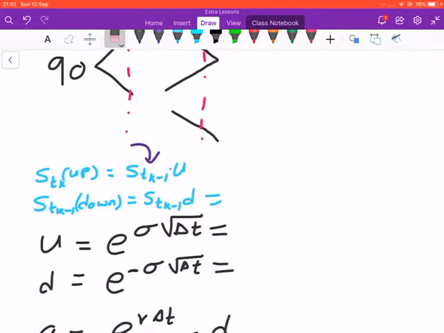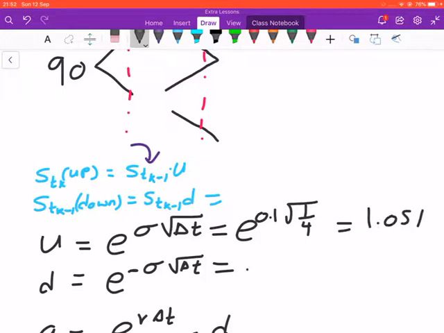So this is the formula you are going to use to find your U and your D. Your U is going to be e to the power sigma, where sigma is the volatility parameter, which is 10%, times the square root of the change in time. The change in time is going to be 1 over 4, and your answer is going to be 1.051. You do the same for this one, just that this one has negative 0.1 times the square root of 1 over 4, and your answer is going to be 0.951.